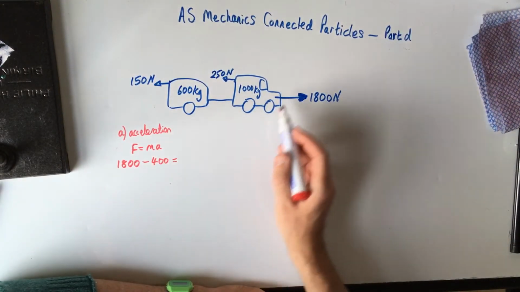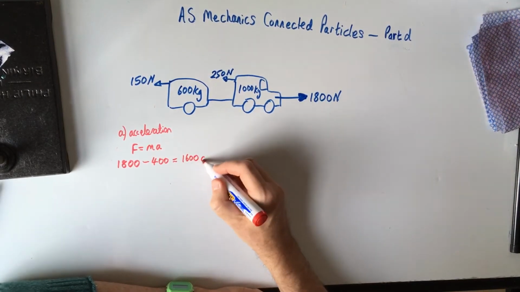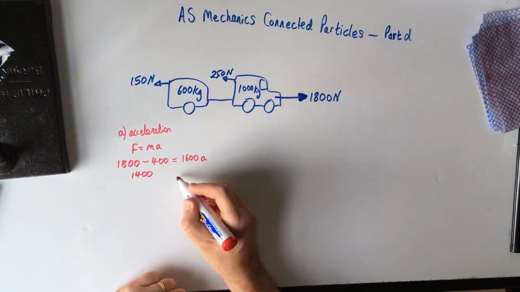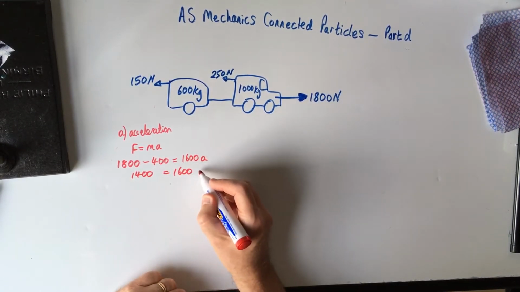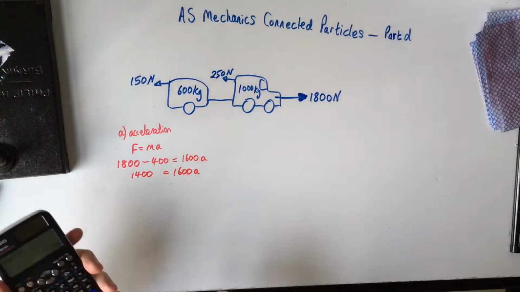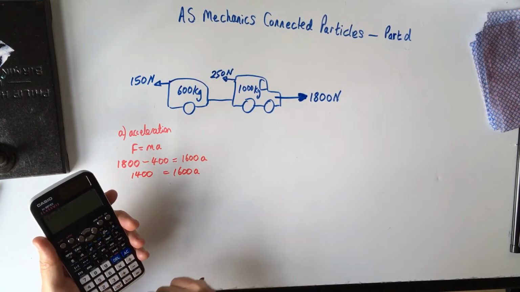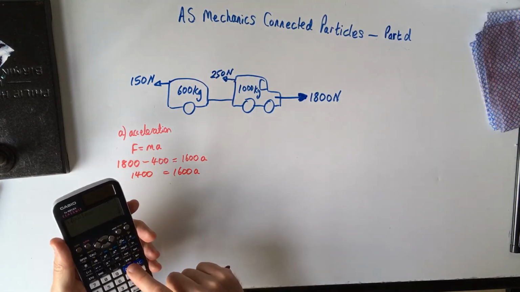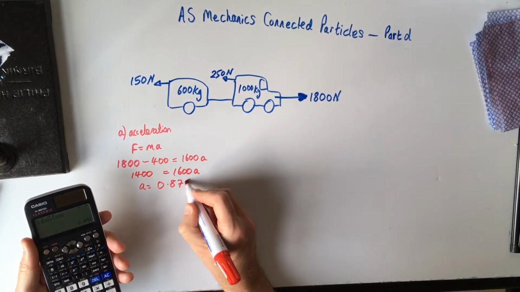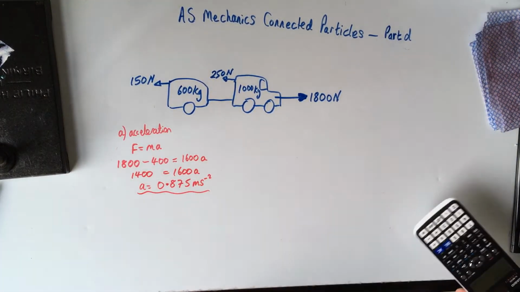And it's the mass, well, the mass of the whole unit, you can see, is 1600 kilograms, and acceleration. So there we go. And we've got 1400 is equal to 1600a. So divide both sides by 1600. So 1400 divided by 1600. And that tells us that the acceleration is 0.875 meters per second squared. So we've got our acceleration.